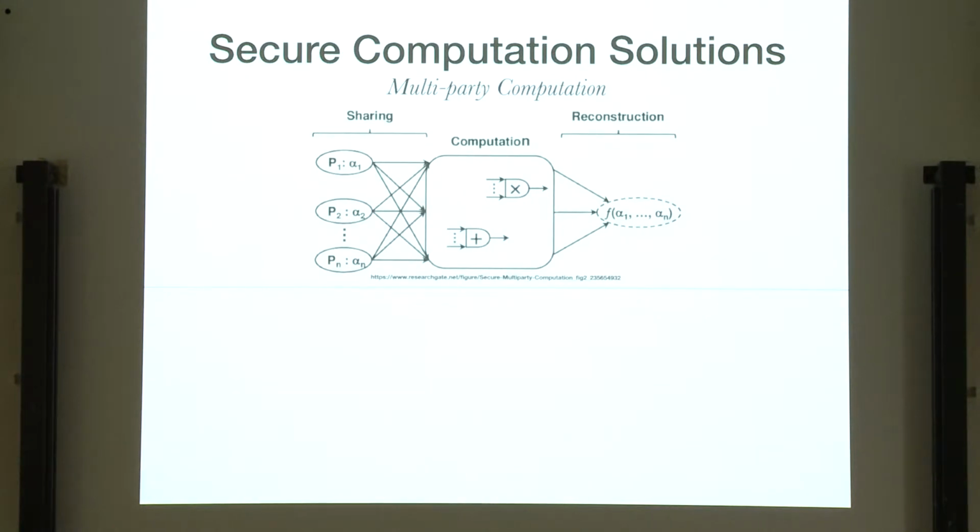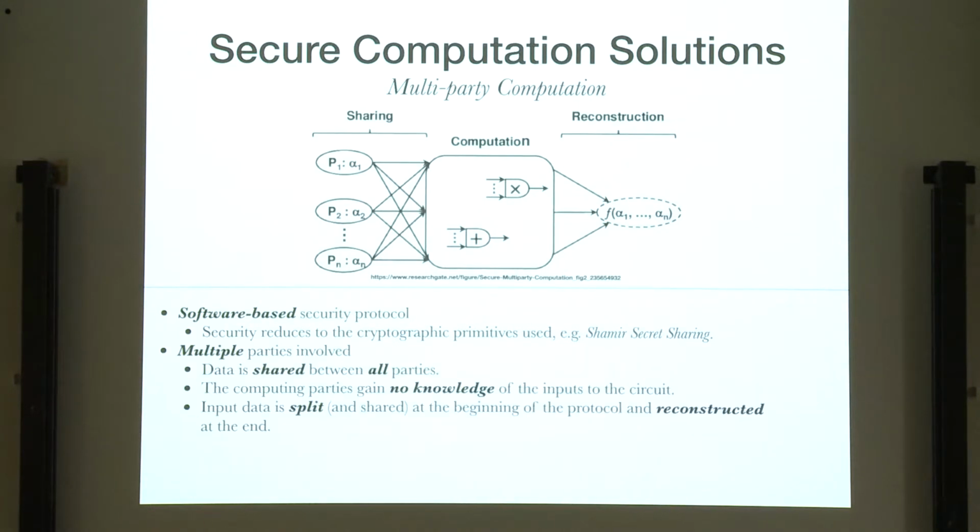So let's dive right into multi-party computation. Multi-party computation is a software-based security protocol. Security reduces to the cryptographic primitives used, like Shamir's secret sharing. And in many cases, it's built upon principles of mathematics, usually. So when we're saying software-based, like I said, it just means that we can implement something using mathematical security or provable security that says, if somebody can break this, then they can usually break some mathematical hard problem.